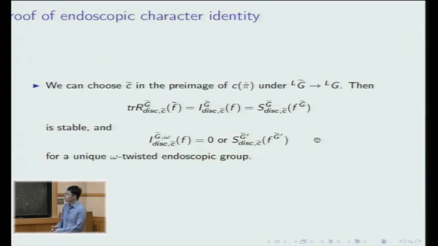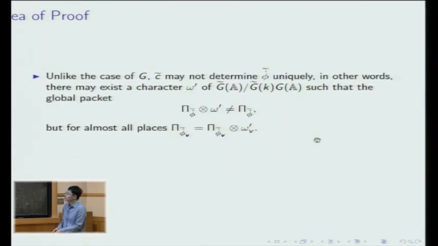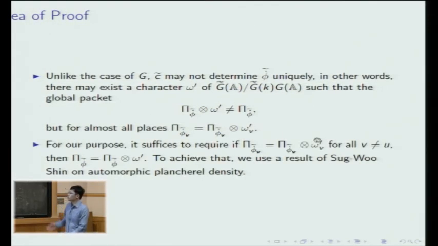For our purpose, we want to prove the local identity, so we want to single out the local packet. It's not necessary to single out the global ones. So it suffices for us to put this weak condition: if the global packet is fixed for almost all places except u, then the global packet will be fixed by omega prime.